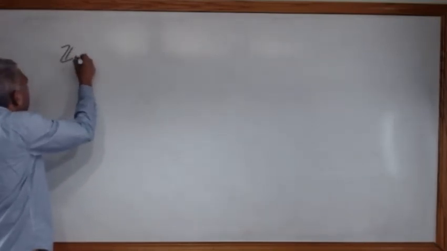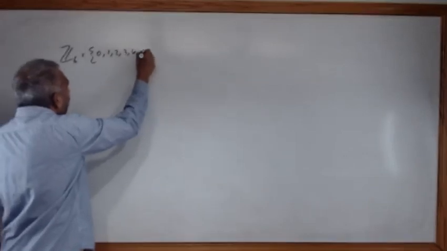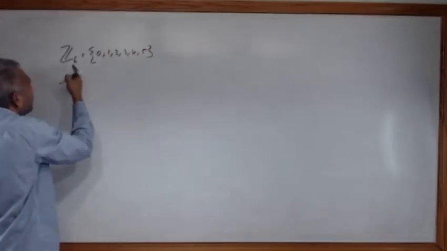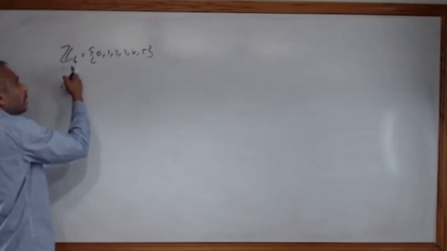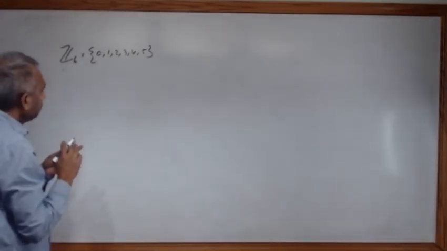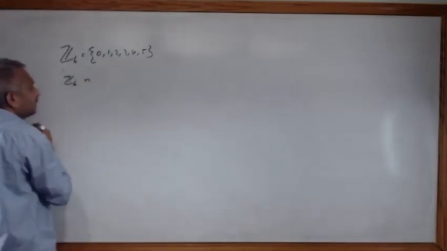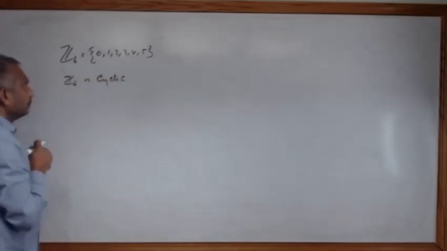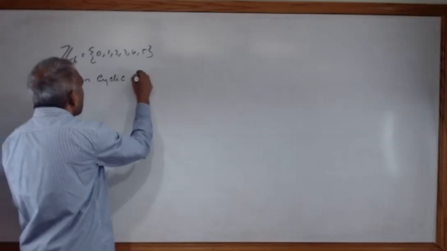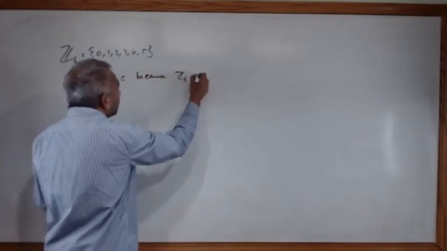C6: 0, 1, 2, 3, 4, 5. And when I say C6, I assume that the binary operation is addition modulo 6. C6 is cyclic because C6 can be written as generated by 1.